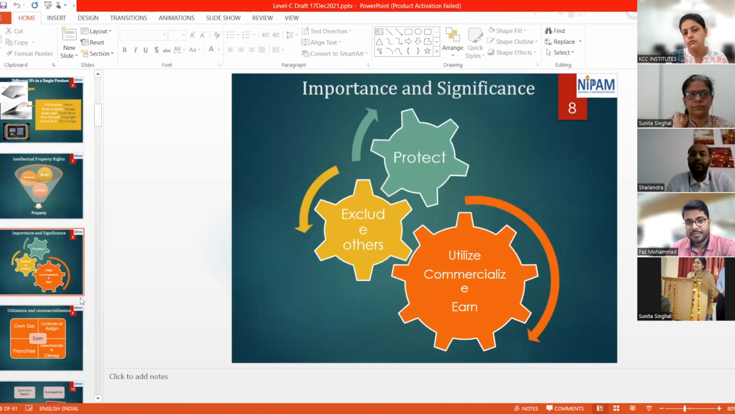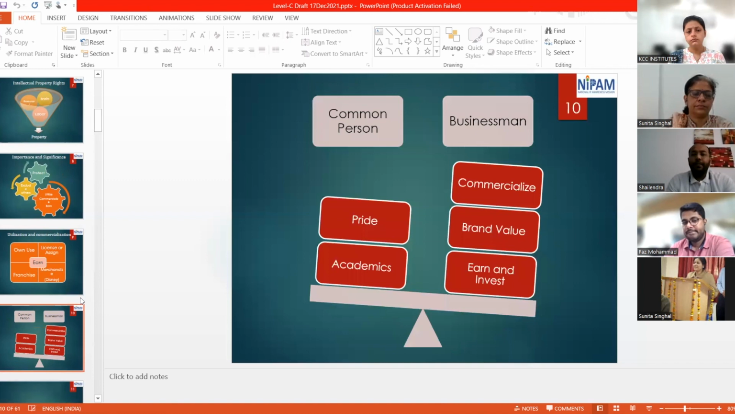Now, what are the significance and importance of this IP registration? The importance and significance that I have already told you: it will help you in protection of the IP. It will exclude others from doing any business activity without your permission. It will help you in getting and earning from the IP.